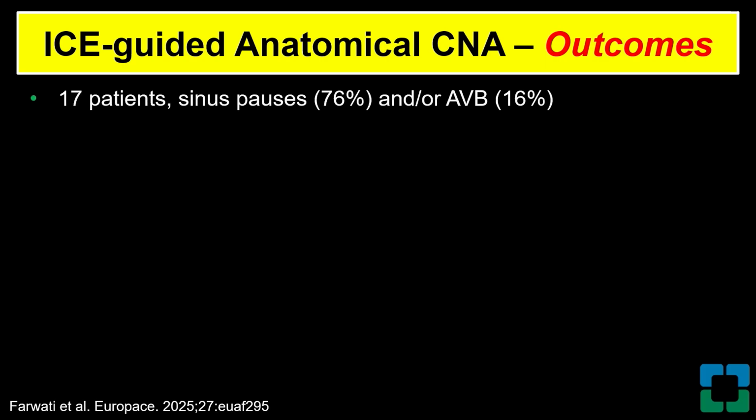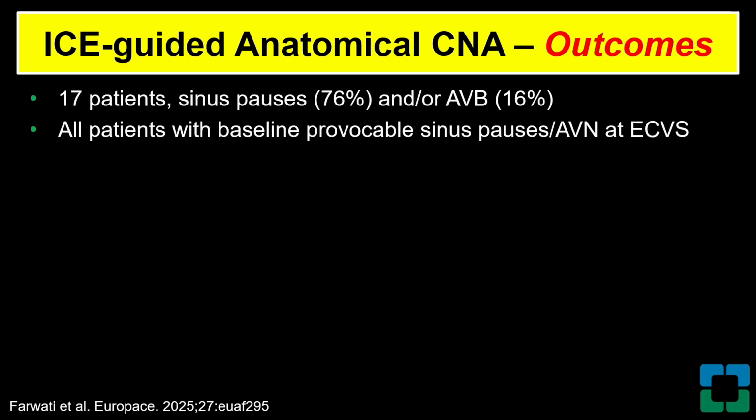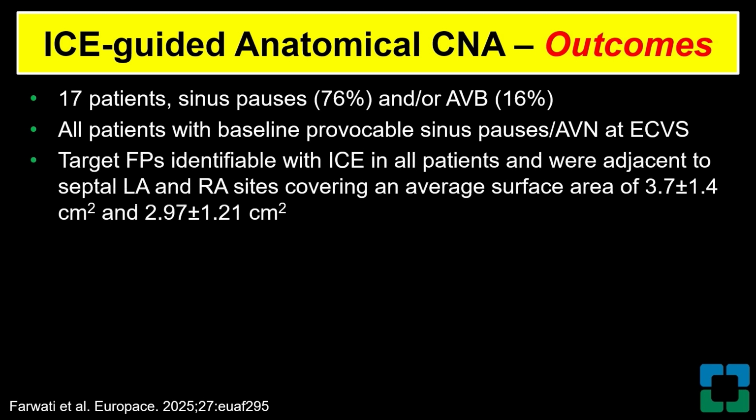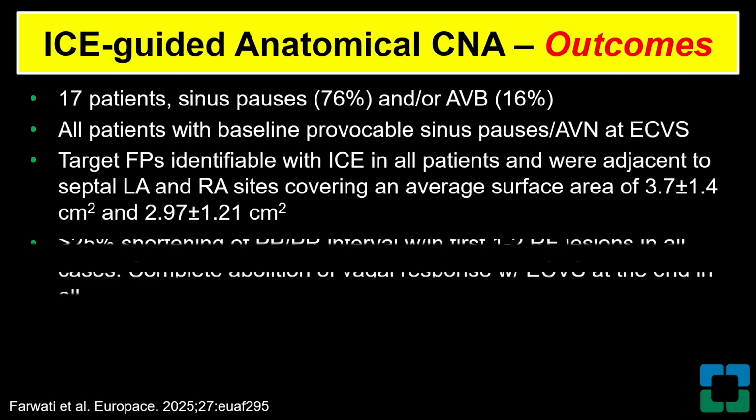And here are the outcomes. With 17 patients, 76% with sinus pauses, 16% with AV block, one patient with both. All patients had a baseline provocable sinus pause or AV nodal block with extracardiac vagal stimulation. The target fat pads could be easily identified within really a few minutes in all patients, and were close to the septal left atrium or right atrium, covering an average surface area of about 3 square centimeters in the left atrium and similar in the right atrium.